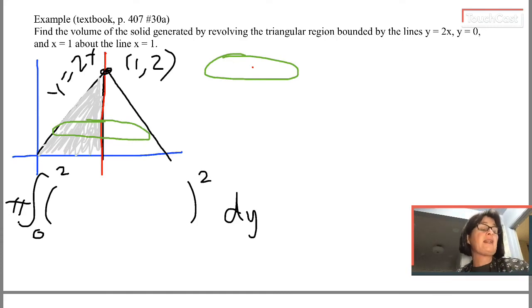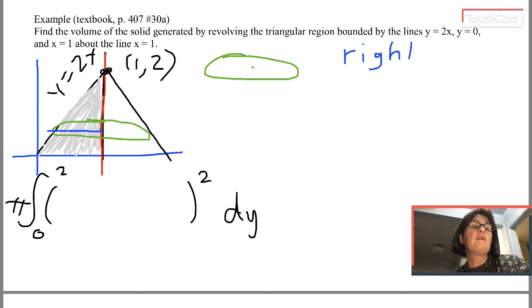Now I have to figure out an expression for my radius. I'm going to use my blue marker. I'm going to start on the axis of revolution at my green slice. I'm going to draw toward the curve whose equation I know. So that little radius, let me back up. That radius I drew is a horizontal line segment. And if you need to find the length of a horizontal line segment, you subtract the x-coordinates of the endpoints.